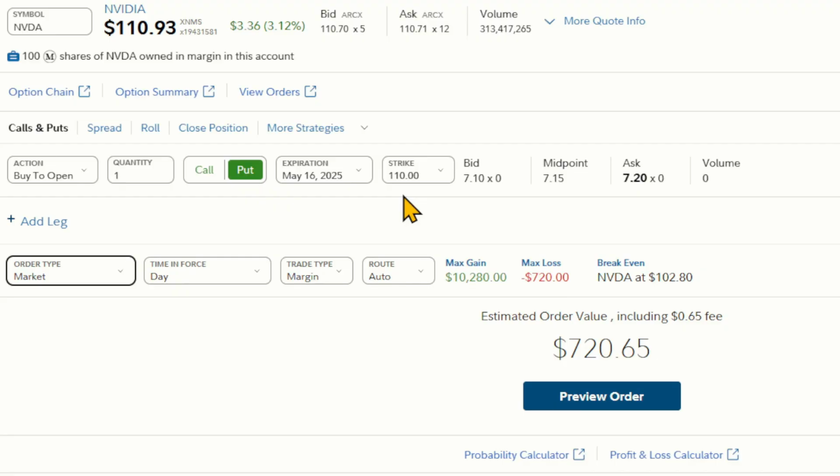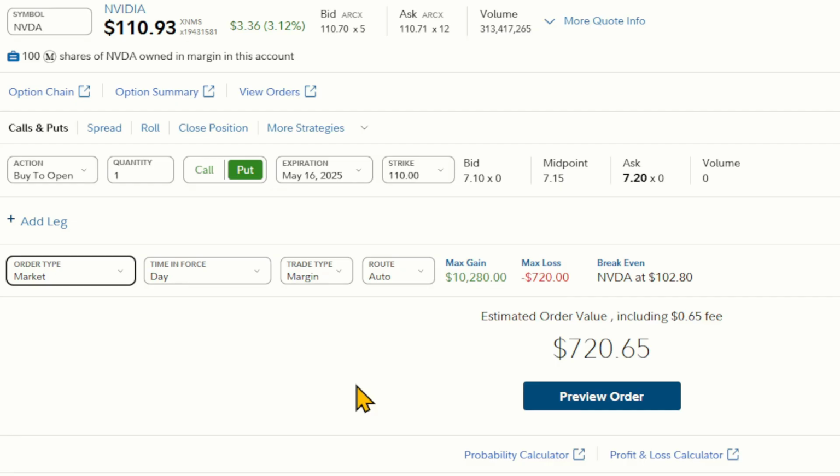Now, if it goes all the way down to 90, then we make $2,000 minus $720. So now $1,280, right? So we're looking for a large move in this case, and that offers us insurance at any price that will offset the loss that we have from owning these shares. So that's the idea behind buying a put option.